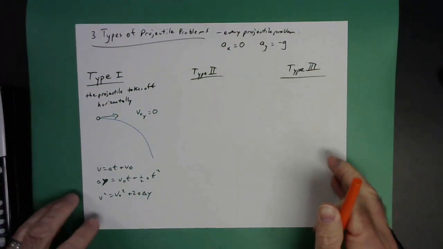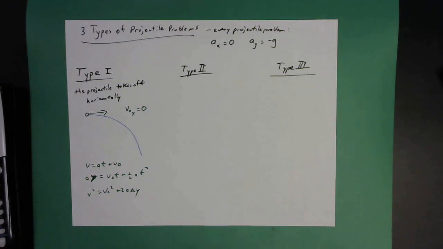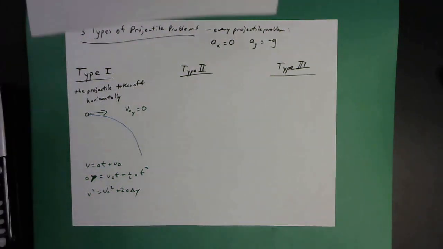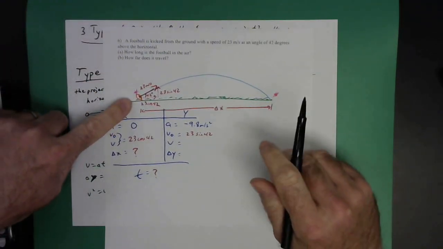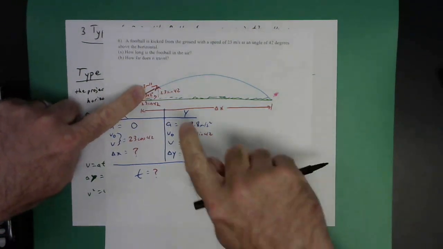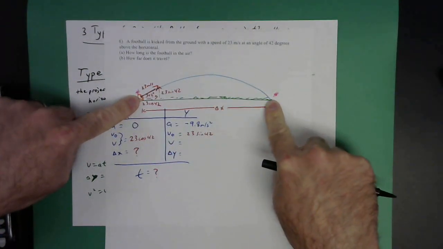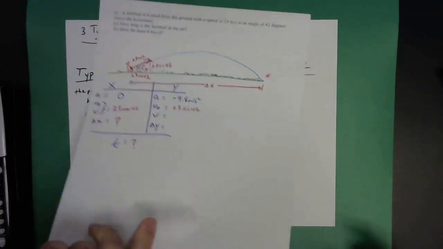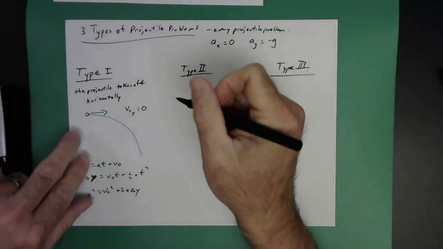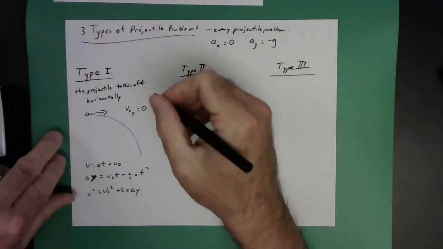Okay, this takes me to type 2. What makes a type 2 a type 2? As I think I indicated here, a type 2 is a problem where the object takes off and then returns and ends at its original height. That's a type 2 problem. Takes off at an angle and returns to its original height.